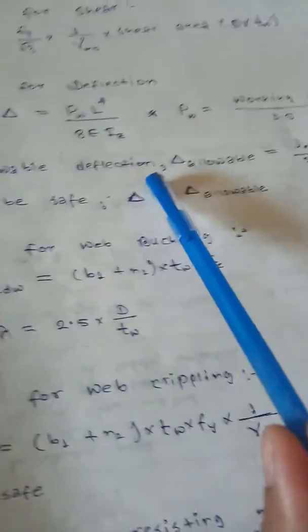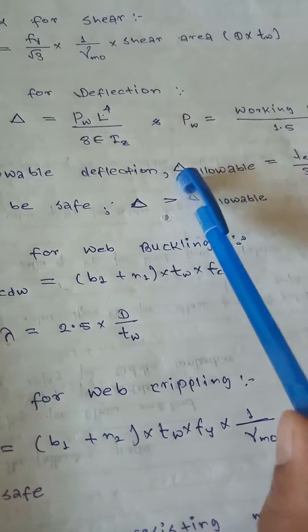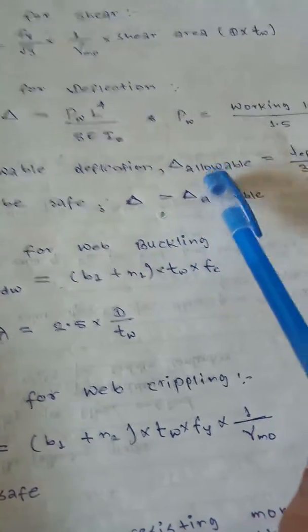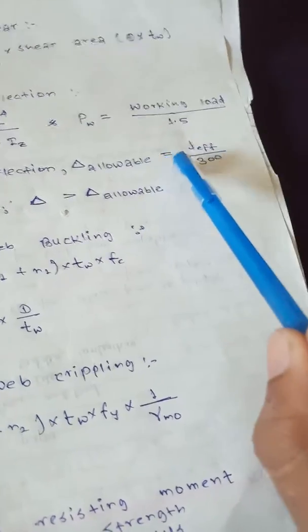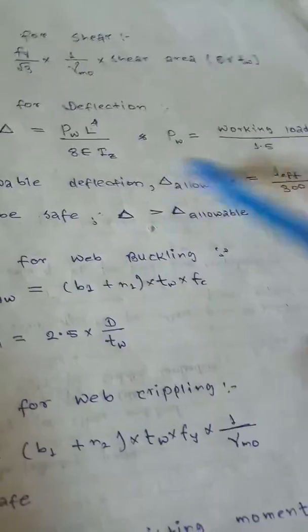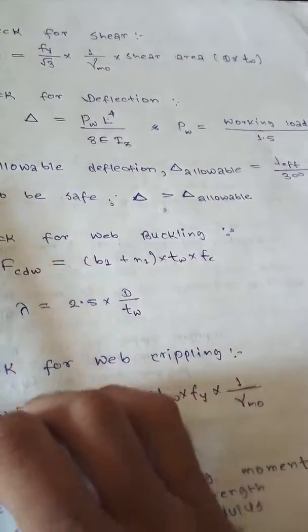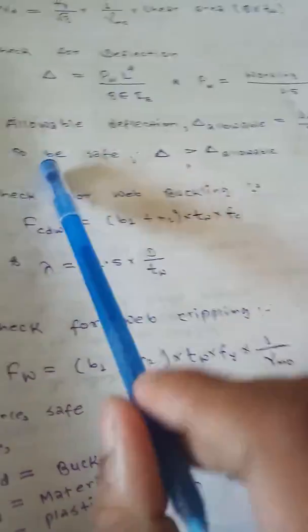The allowable deflection is always denoted by delta suffix allowable, which is equal to effective length by 300. This is the formula to check the allowable deflection.